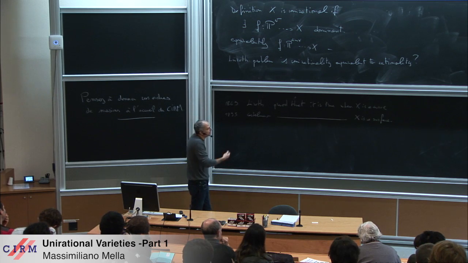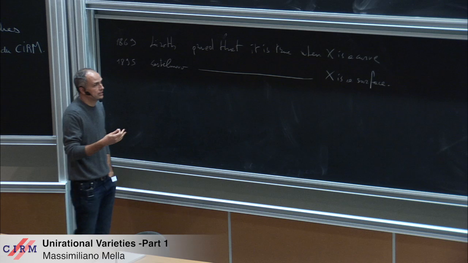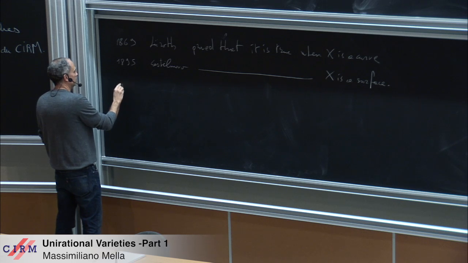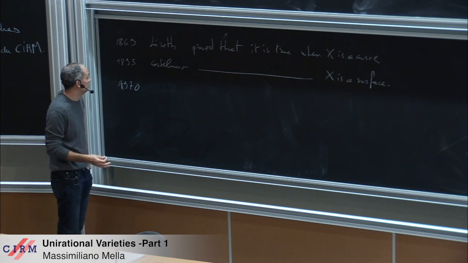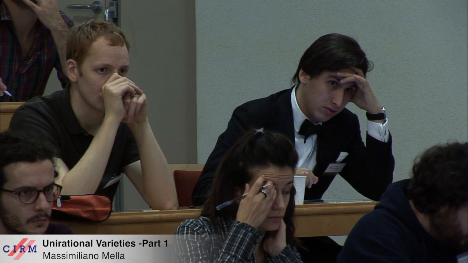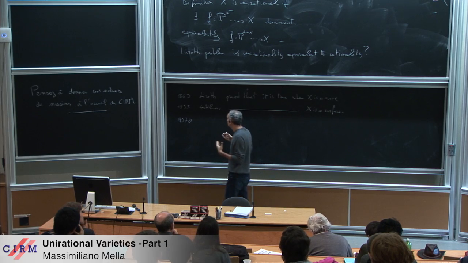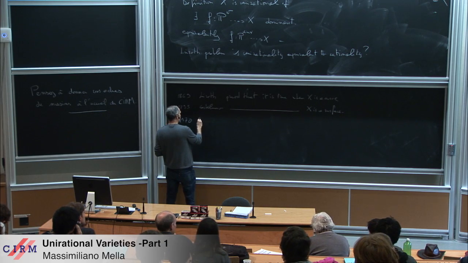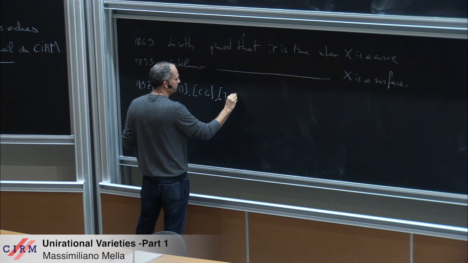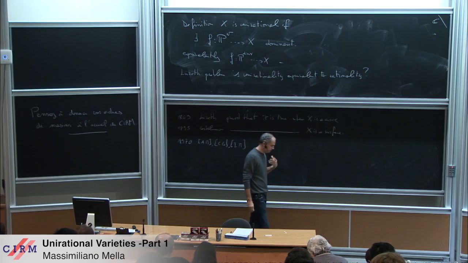But then you tend to ask what happens in higher dimension. I think that essentially everybody was convinced that this was no longer true, but it took a long time, almost a century, to arrive at the famous decade, the 1970s. After many attempts to give examples of unirational and non-rational threefolds, three totally different approaches gave examples of this type. These three approaches were given by Artin and Mumford, Clemens and Griffiths, and Iskovskikh and Manin. Each provided a different example of a unirational threefold which is not rational.